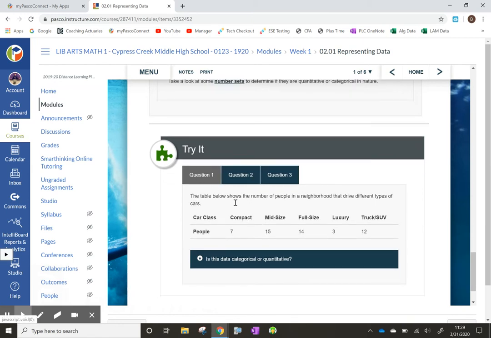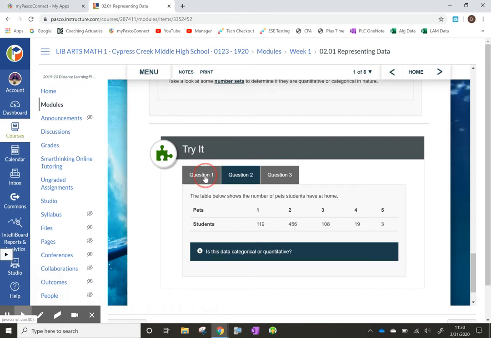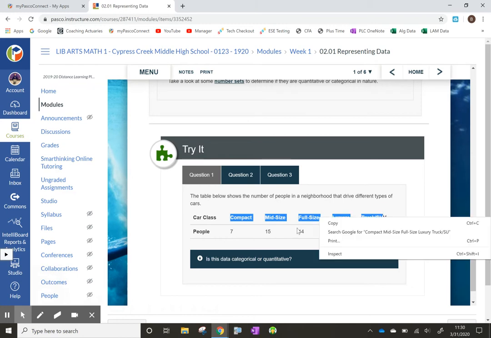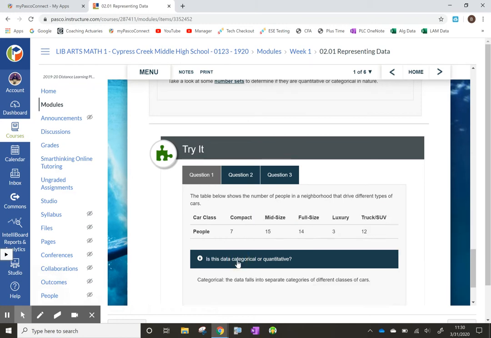So you guys can try these. I'll let you answer them. The answers are down here below. Question 1, 2, and 3. It's simply asking, is this information that you see categorical or quantitative? So if you look at the first one, I'll do this one with you, right? We've got data separated into categories, right? Groups: compact, mid-size, full-size, luxury. This is not numerical information. These are categories. So this would be categorical data, right? And you can see the answer right there.